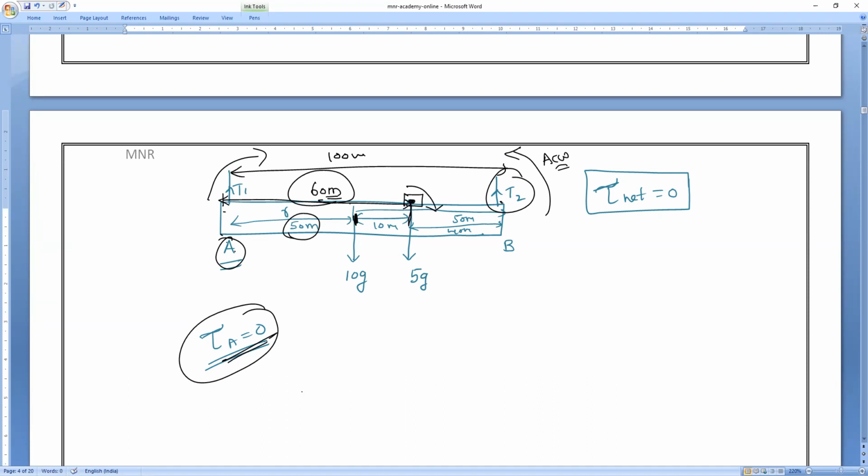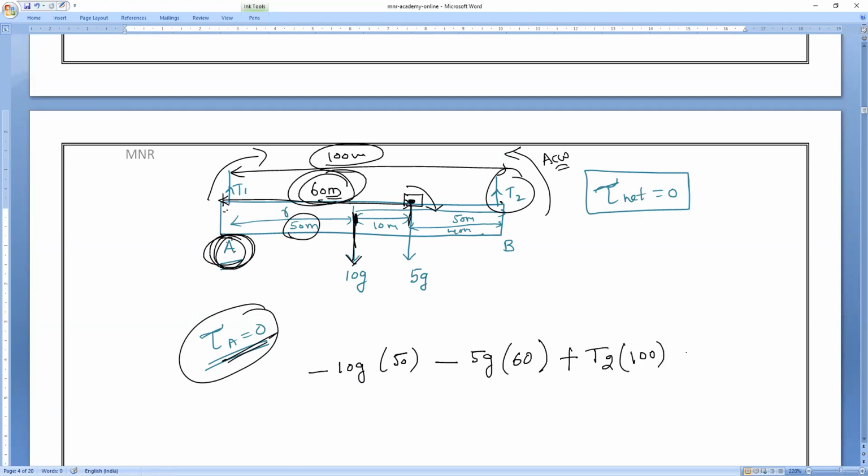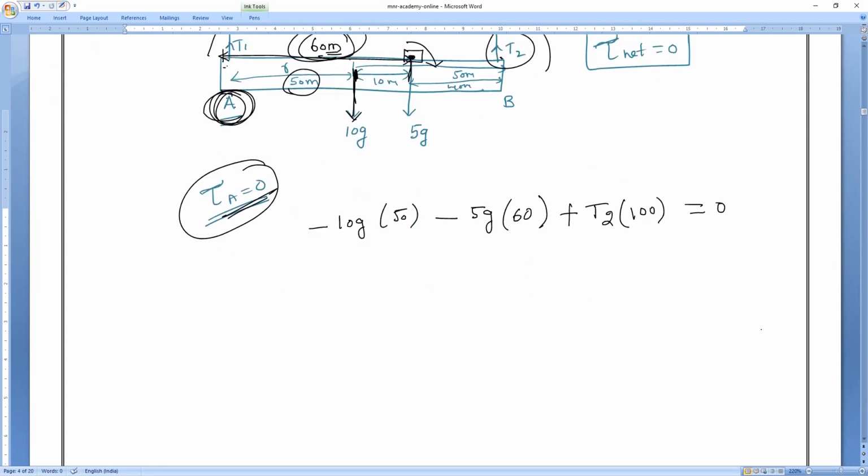Now you write it. These both are clockwise, so can I write it as minus 10g into 50? Is it okay, everybody? From gravity, minus 50 into 10g. Next, this is also minus 5g into how much distance from point A? 60. Plus, it is anti-clockwise, plus T2 into how many meters from point A? 100, which is equal to 0. So that's all it is.